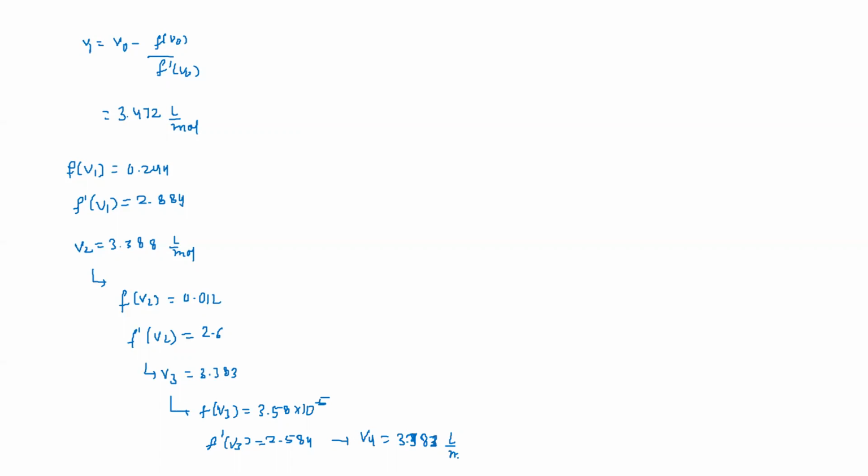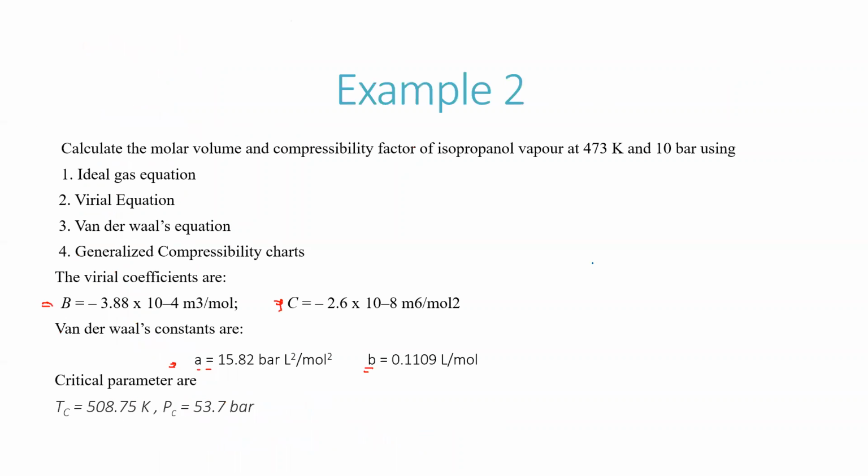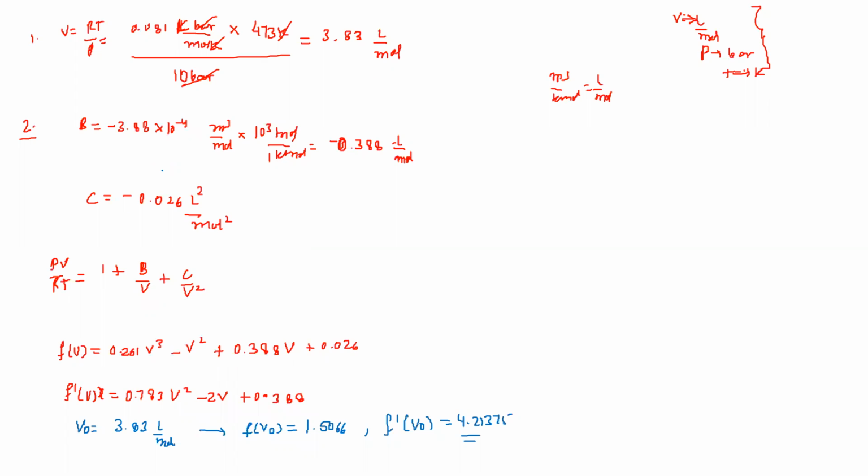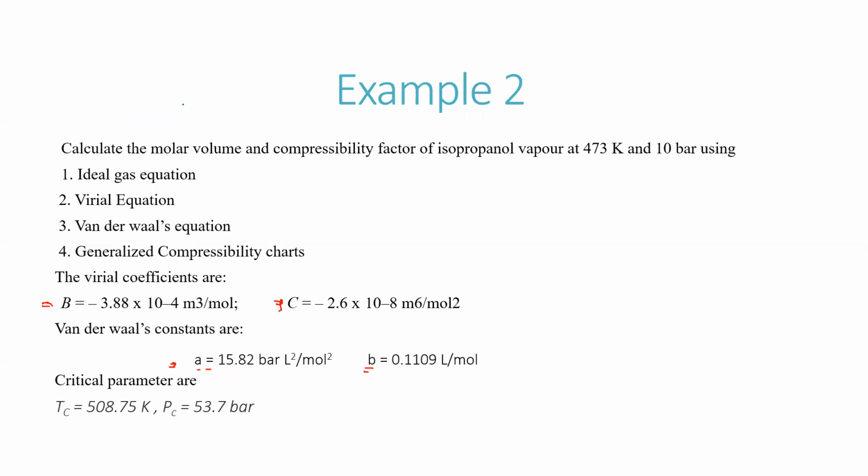Liter per mole. So this is the volume that we got using the Virial equation, 3.383. So let me mention all of them over here in the question itself. From ideal gas equation we got 3.83. From Virial equation we got 3.383. Now we'll go on to the van der Waals equation.